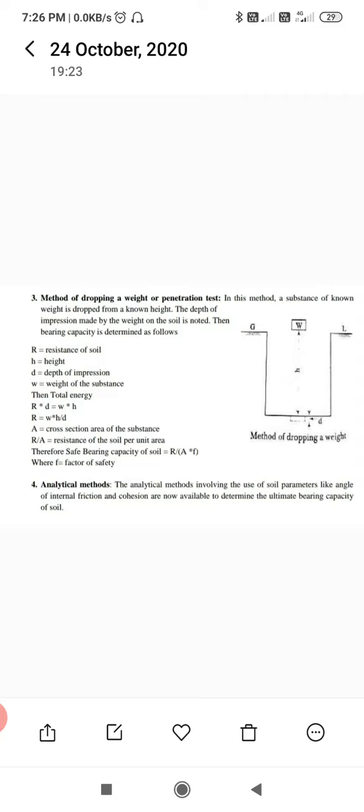See, R here is the resistance of soil, H is the height, D is the depth of the impression, small w is the weight of the substance. Then the total energy R into D equals W into H, where if you take R outside, it becomes W into H divided by D. A is the cross sectional area of the substance, so R by A is nothing but the resistance of soil per unit area. Therefore, SBC of soil, that is safe bearing capacity of soil, equals R into A into F, where F is the factor of safety.